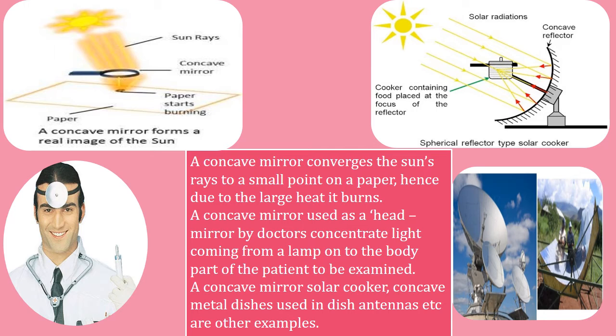A concave mirror is also used as head mirrors by doctors. There it concentrates the light coming from a lamp onto the body part of the patient to be examined. A concave mirror solar cooker, and concave metal dishes used in dish antennas or aerials, are all other examples wherein the parallel beam of light coming from an object kept at infinity is focused, or the image is formed at the focus.